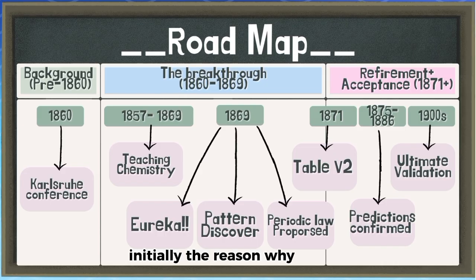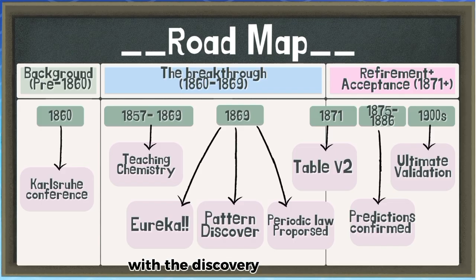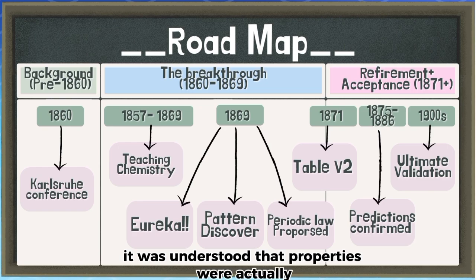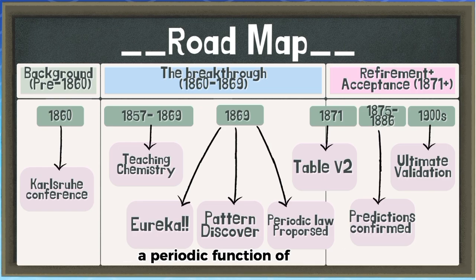Initially, the reason why the law worked was unknown. In the early 20th century, with the discovery of the structure of the atom, it was understood that properties were actually a periodic function of atomic number, not atomic weight. This explained the foundation of Mendeleev's law and solidified its acceptance in science.